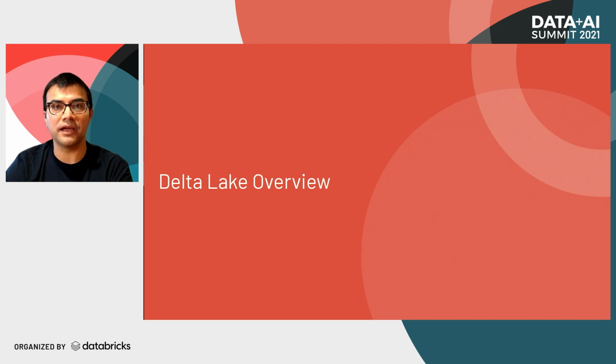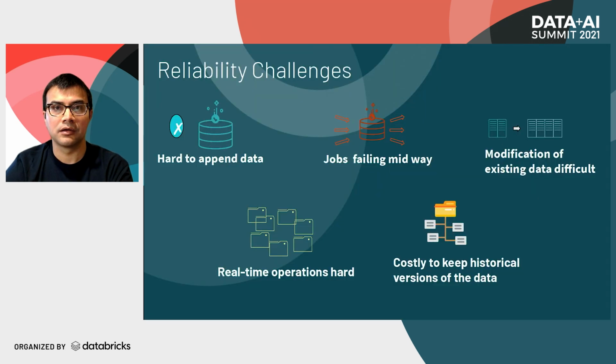Before we dive into building pipelines using Delta Lake on GCP, let's talk about some of the challenges we face while building a traditional Data Lake ETL pipeline. One of the challenges that we see pretty often is around reliability. For example, when you have newly arriving data from your ETL pipeline and you are reading the data at the same time, you could end up with incorrect reads. So it's very hard to append data without creating some inconsistencies.